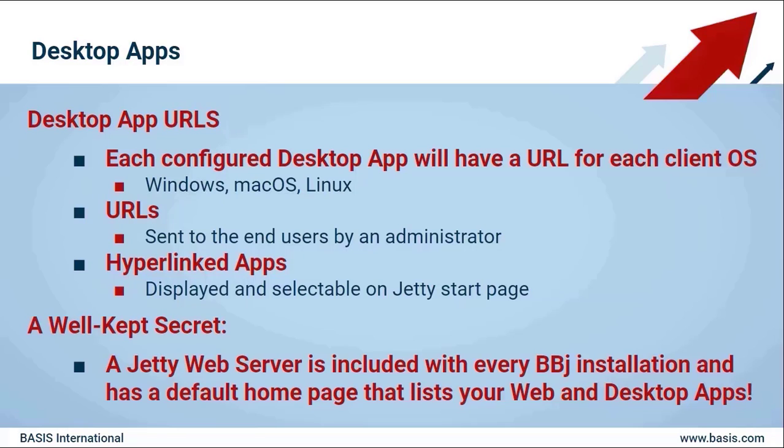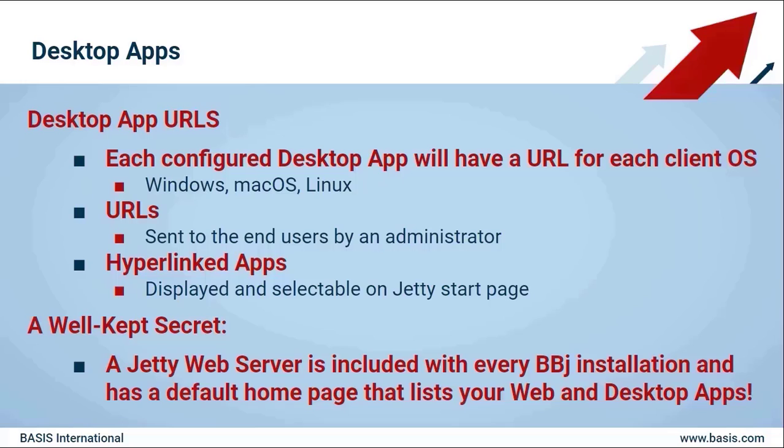Desktop app URLs. Each configured desktop app will have a unique URL for each client OS. So there's a URL for Windows, Mac OS, and Linux. In fact, there's Windows 64-bit and 32-bit. We realize that some folks are still on the Windows 32 OS, so we are still supporting that for now. Mostly there's the three major: Windows, Mac OS, and Linux desktop apps. The URLs can be sent to the end users by administrators.